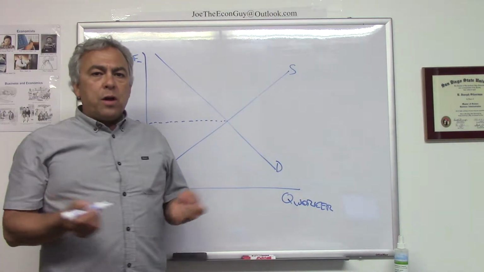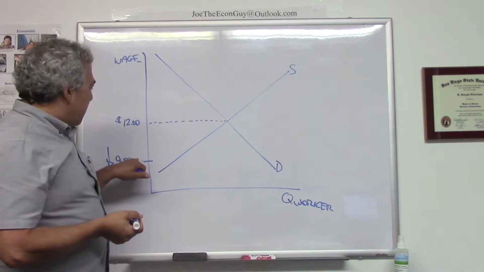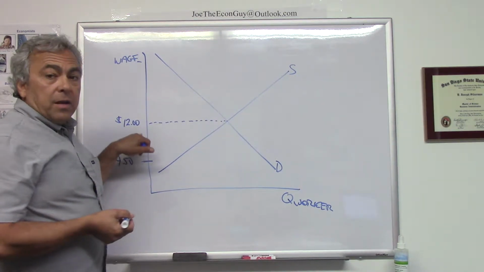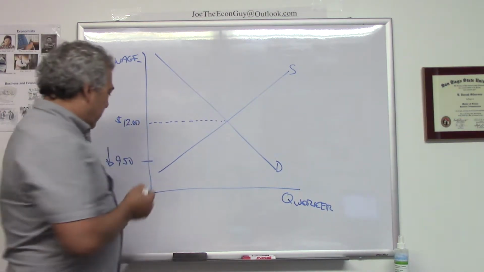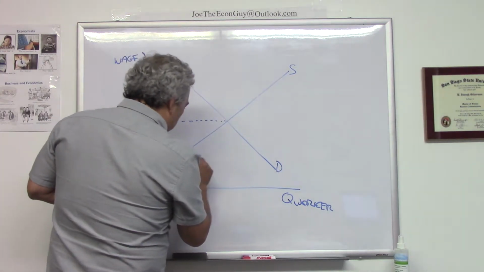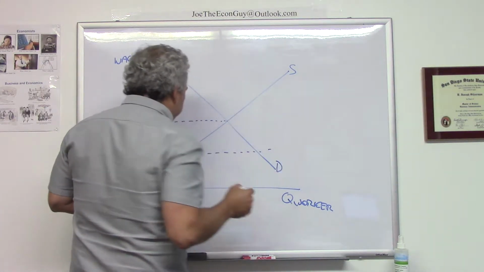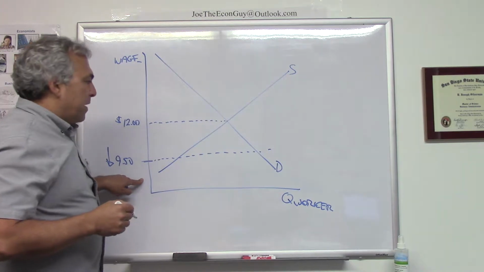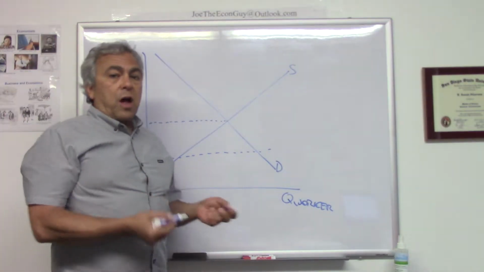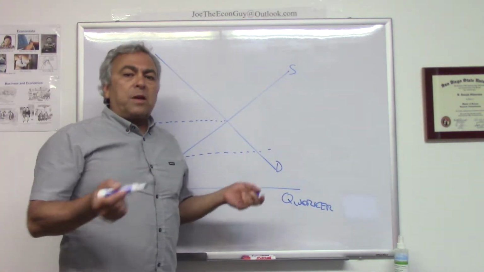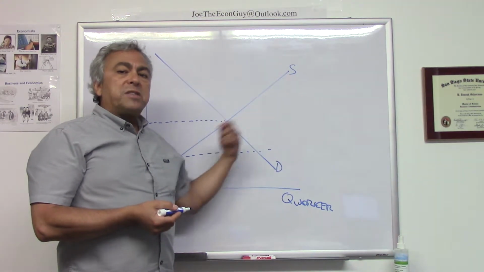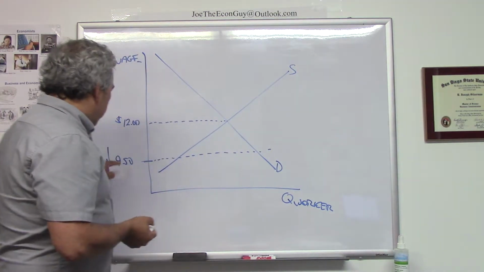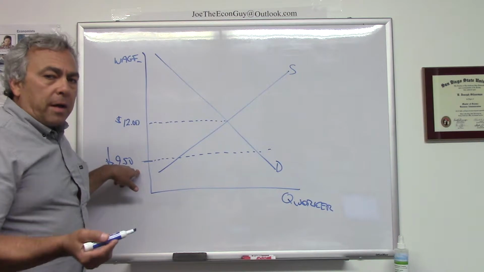So how would a minimum wage of $9.50 an hour affect the labor market if the equilibrium wage is $12 an hour? It looks like it's not going to have any effect. Why is that? Because if you pay $9.50 an hour, there's a very good chance that you're not going to be attracting workers. Workers probably know that they can get a higher wage somewhere else, right? So this type of price floor is called a non-binding price floor.